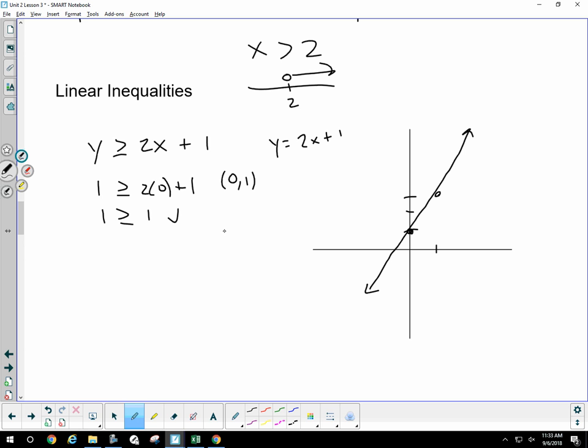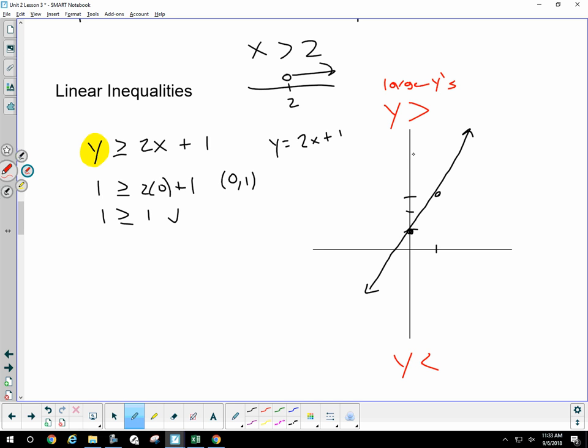Okay, I can check 1, 3. And do I get the same thing? But we're saying that y's can be bigger than 2x plus 1. Now, where are y's larger? Y's are bigger up here. Think about our y-axis. Large y's, when y's are positive and large, are up. Small y's, negative y's, are when y's are down.